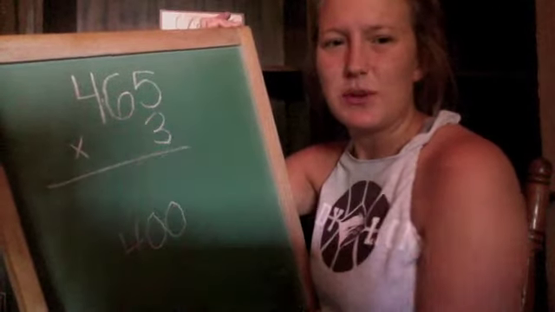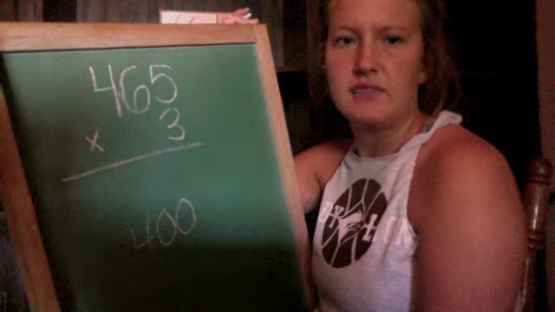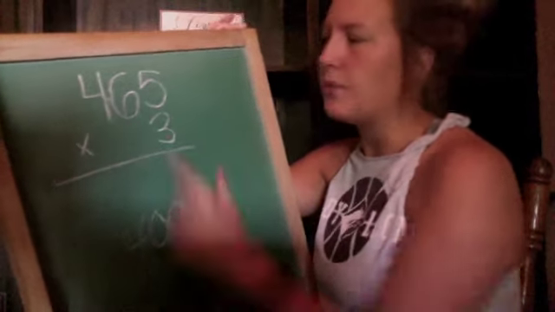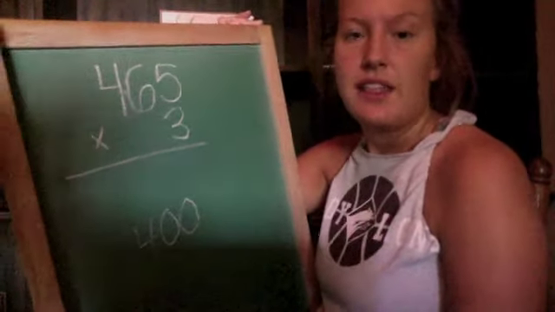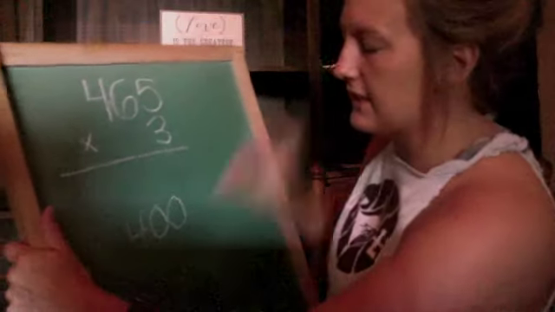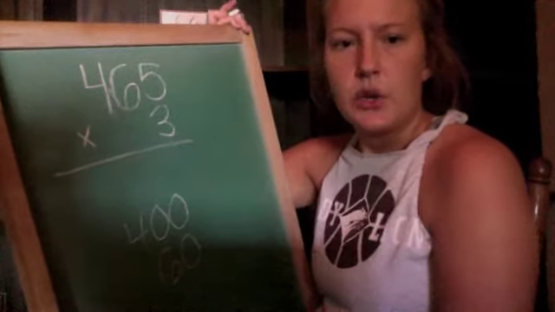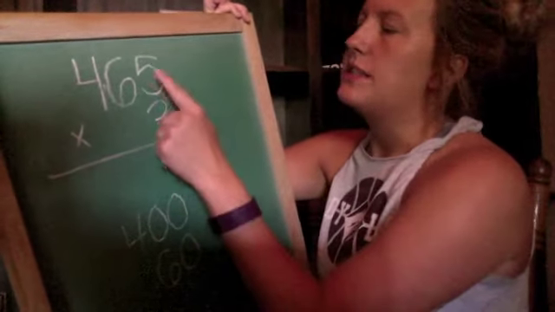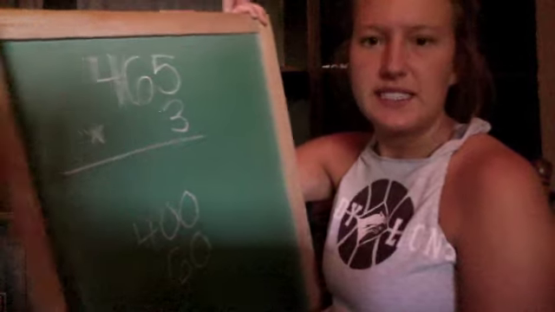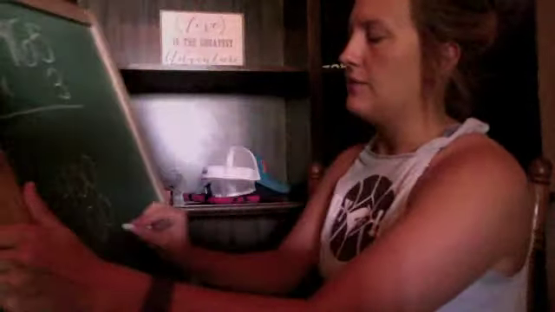What's this 6 worth? That 6 isn't just a 6 or a 600. What place is that in? That 6 is worth 60. Okay, and the very last one, this 5. What's that 5 worth? What place is it in? That 5 is just worth 5 because it's in the 5 column.